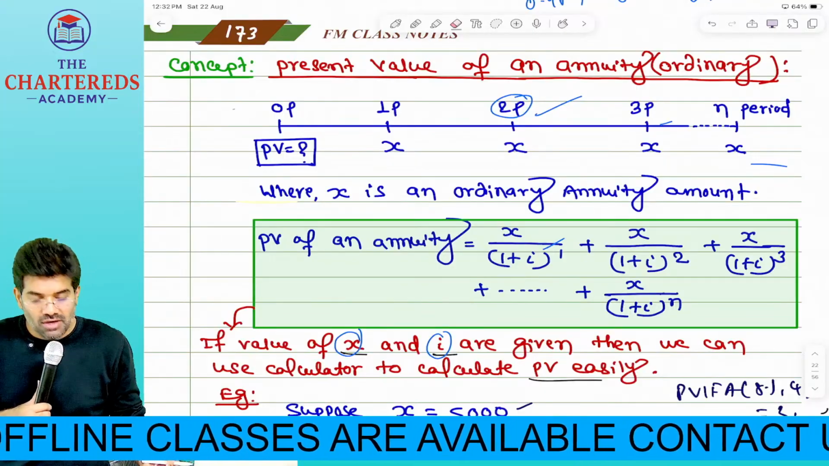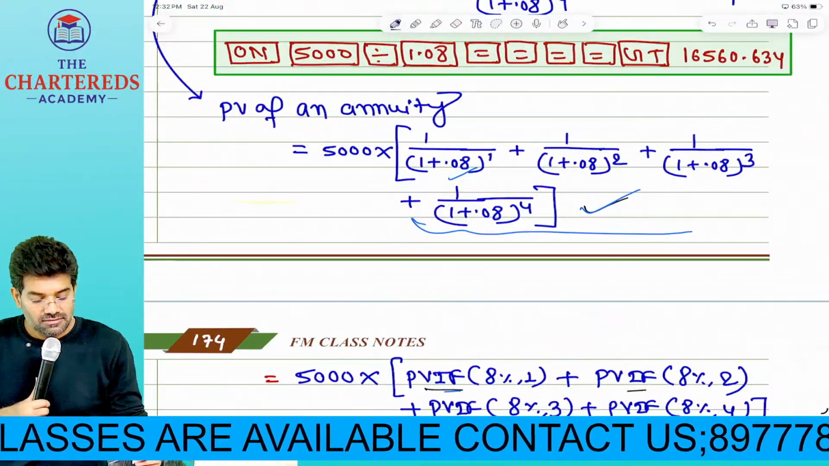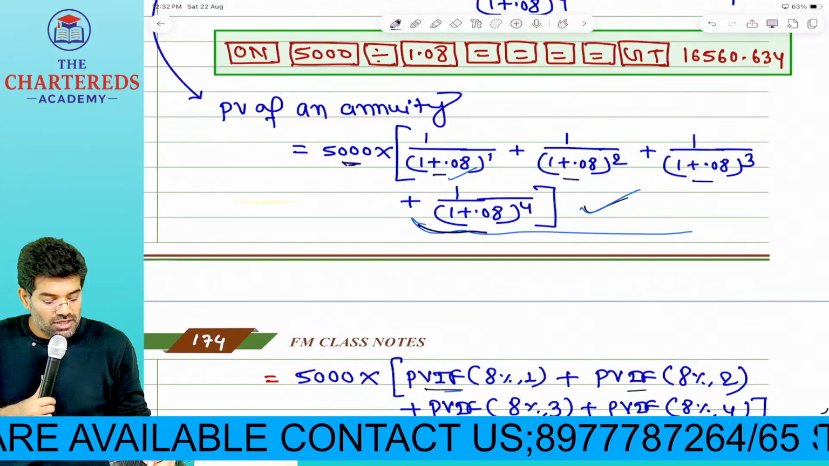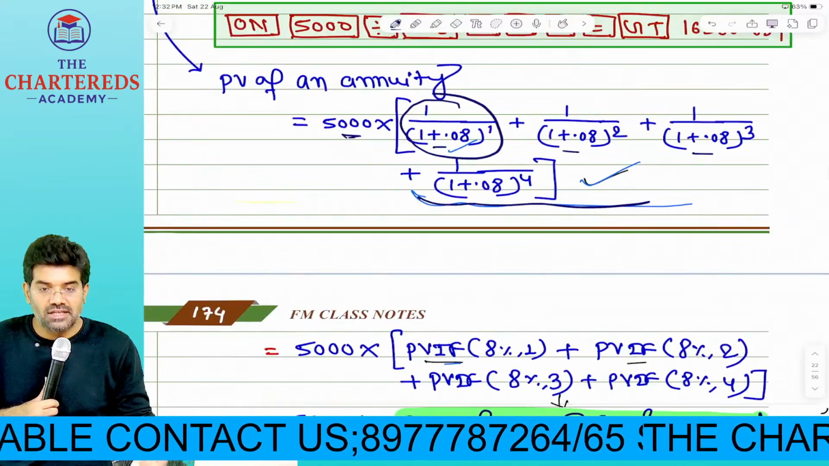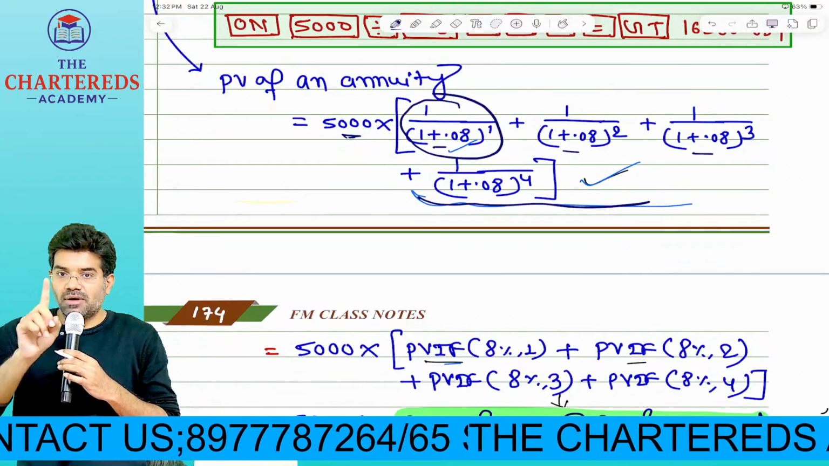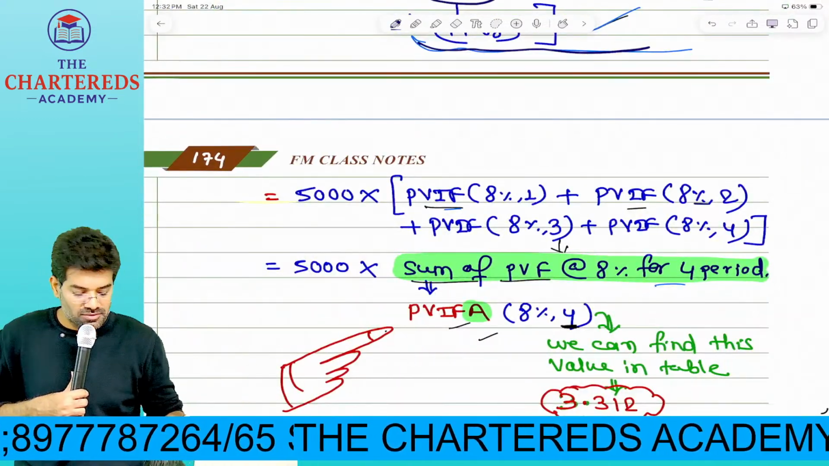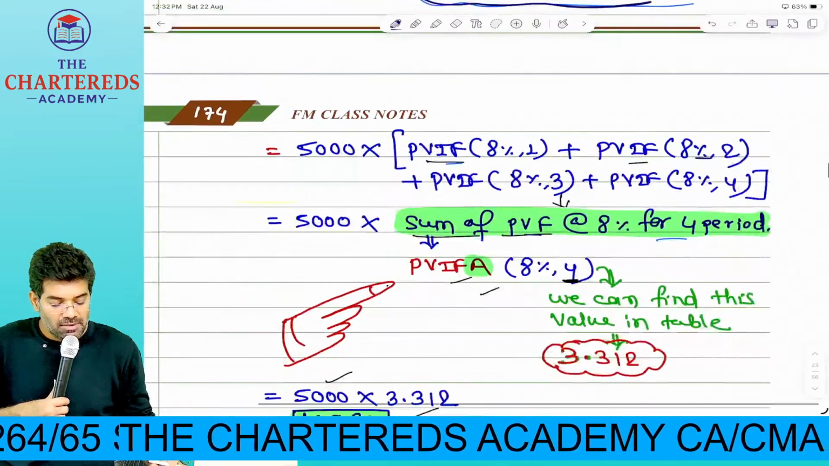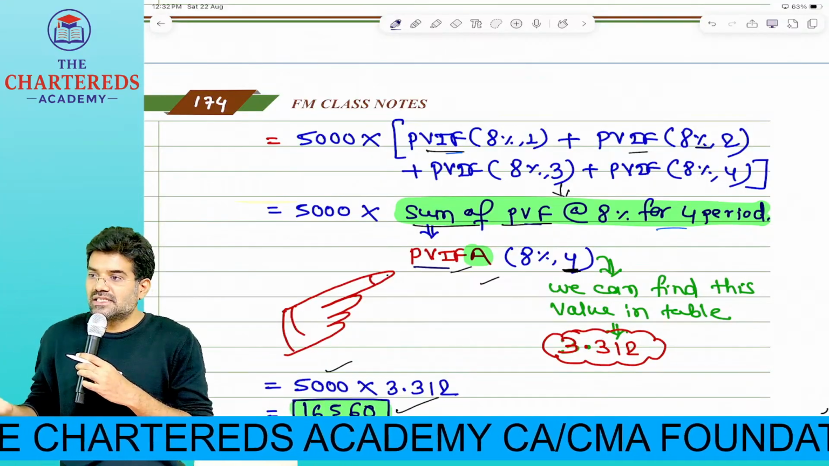The explanation whatever I have given, that is, I have taken 5,000 common. Just now I told you that if you take 5,000 common, it comes like this for us, right? What do we call this total? Can we write it like this? Individually, what do we call each of these? Present value interest factor 8% comma 1 period. This one PVIF 8% comma 2. If you add all these, what do you get? Sum of PVIF. What do we call that sum of PVIF? PVIFA. The sum of PV we call it as annuity.